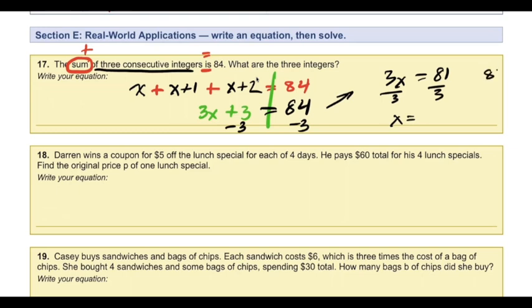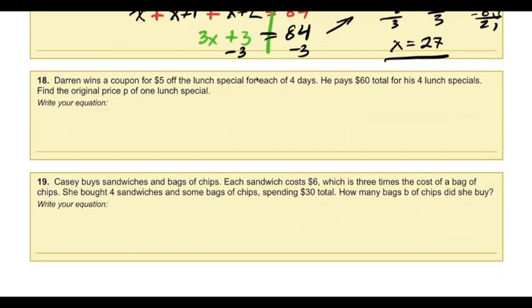X equals, if we're not sure, we can divide. That's 2. So 2, bring down the 1, so 7. Okay, next one. Darren went to coupon for $5 off lunch special for each of the 4 days. He pays $60 total for his 4 lunches. Find the original price. So the hard thing here is like setting up the problem.